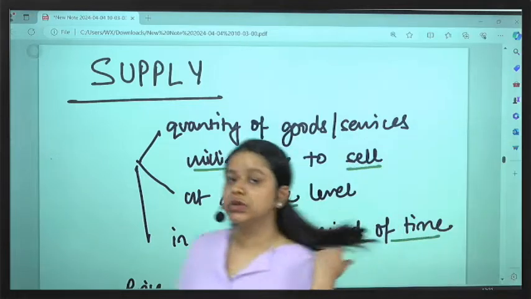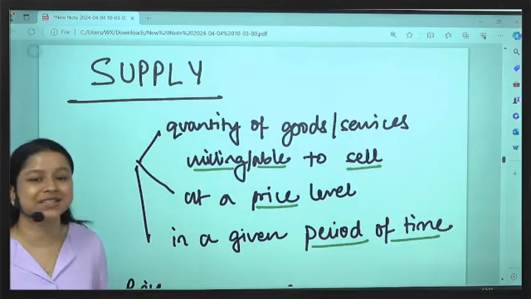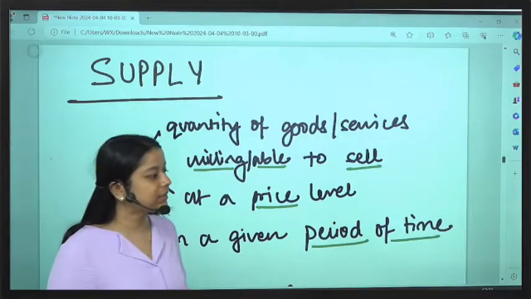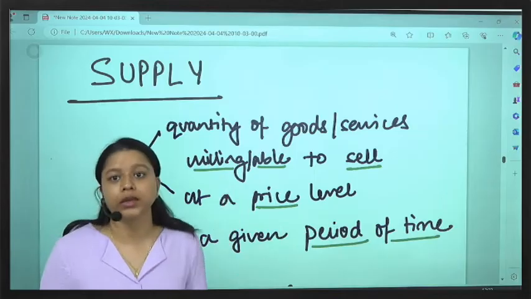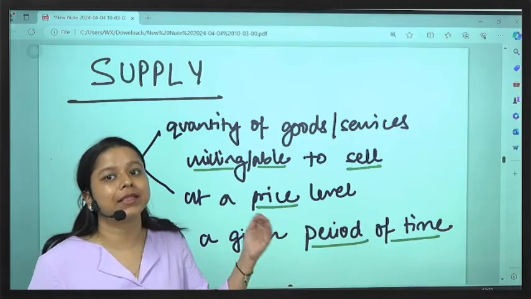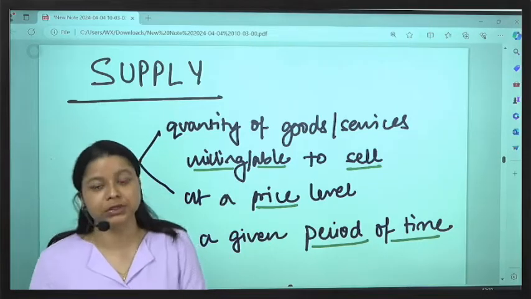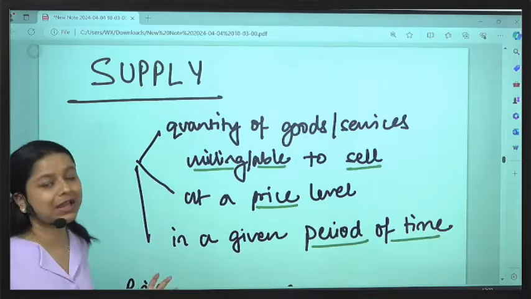Hello all of you. So now in this class we'll be starting with supply. In the last class we have done about demand. Similarly we'll be doing supply and then we'll be doing the market equilibrium in this class. So what do you understand by supply?